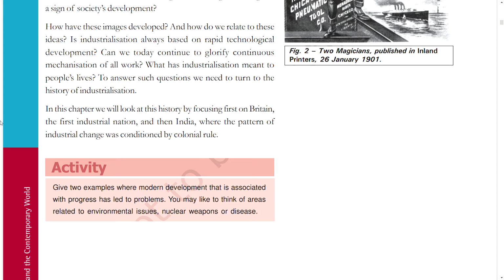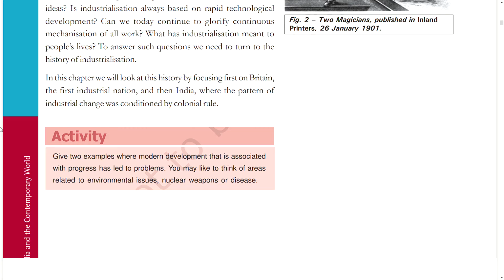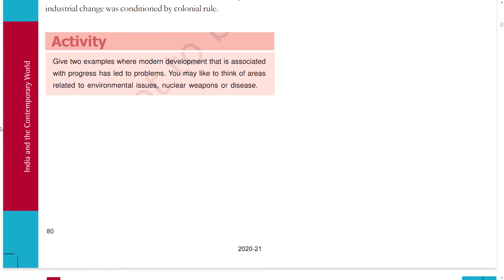Activity. Give two examples where modern development that is associated with progress has led to problems. You may like to think of areas related to environmental issues, nuclear weapons, or diseases. Comment on this.